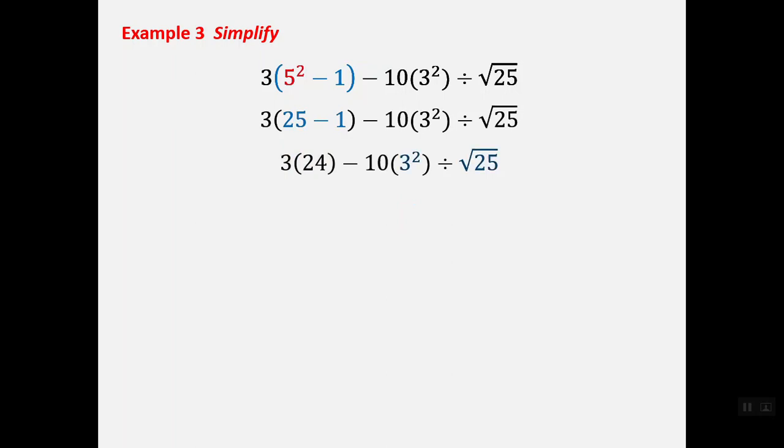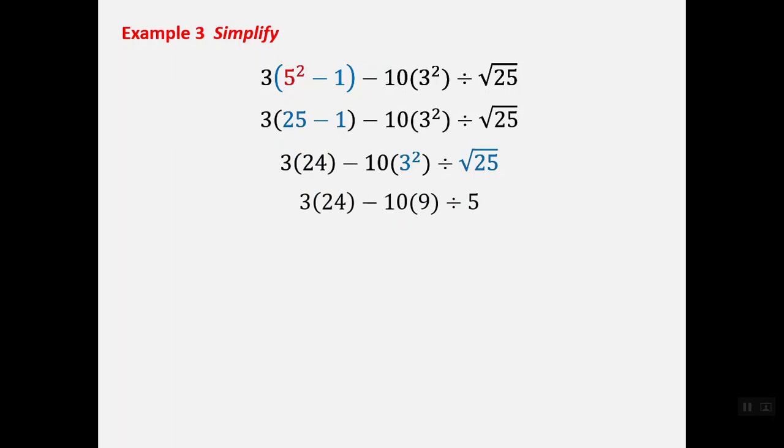Now I take a look, and inside the other grouping symbol is just an exponent. So I'm going to do the exponent first, and then I realize at the same time as the exponent, I can do the radical, exponents and radicals. So I can do that square root. So we're going to replace 3 squared with 9 and the square root of 25 with 5.